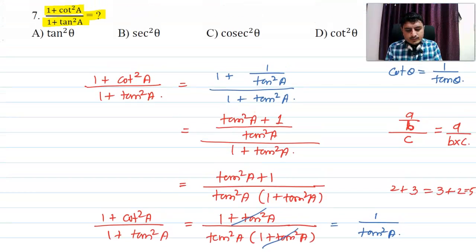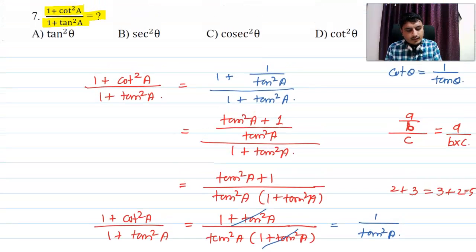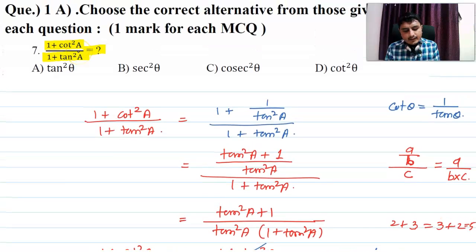Look at the choice codes. We have the correct choice here. Keep in mind, since the angle is A, we are getting cot square of A, not cot square of theta. So the correct choice is D, cot square of A.